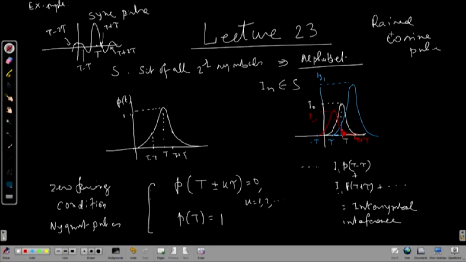So, all these pulses satisfy the zero forcing condition. Zero forcing means I am forcing the pulse to go through 0 at certain sampling points, like at t plus tau, t plus 2 tau, t plus 3 tau, or t minus tau, t minus 2 tau and all that. So, the zero forcing condition is imposed, and if the pulse satisfies this, it is called a Nyquist pulse. Fine. So, suppose I have a Nyquist pulse, and I have apparently no problem.